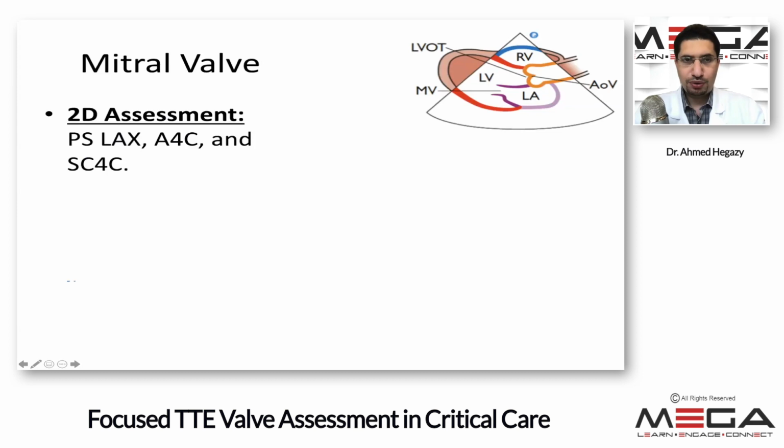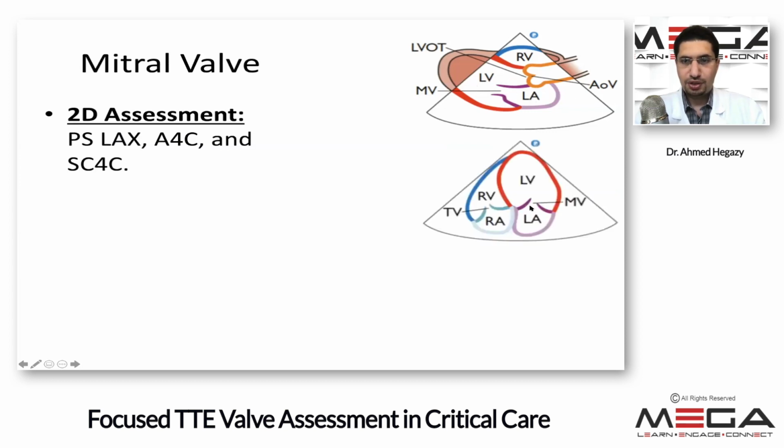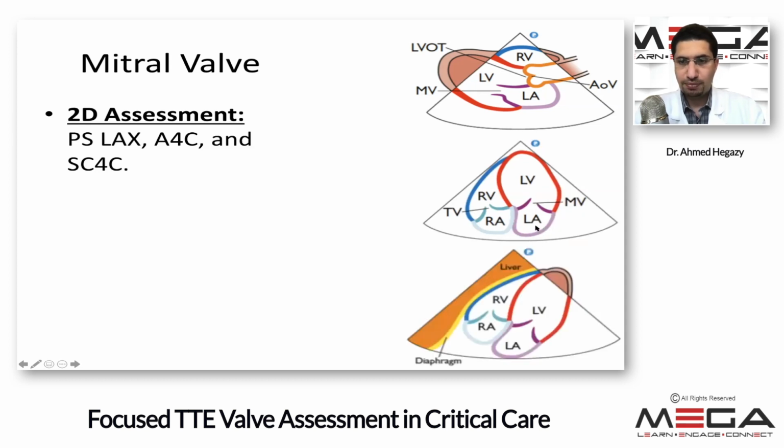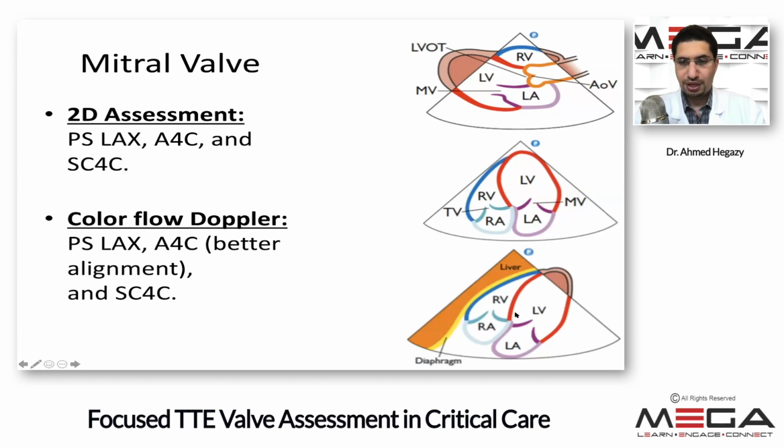I'll move on to the mitral valve. So how do you assess the mitral valve by transthoracic echo? For point of care purposes in the ICU, you have 3 views where you can assess the mitral valve. The first is the parasternal long axis, and you see the mitral valve here in the far field between the left atrium and the left ventricle. The second is the apical 4-chamber view, where you see the mitral valve between the left ventricle and left atrium. And the third view is your subcostal 4-chamber view, where you see the mitral valve in the far field.